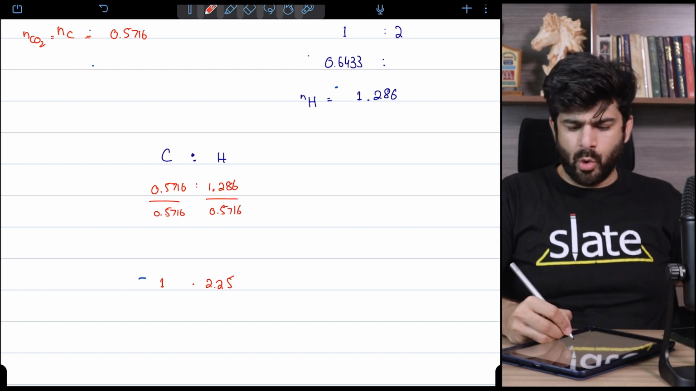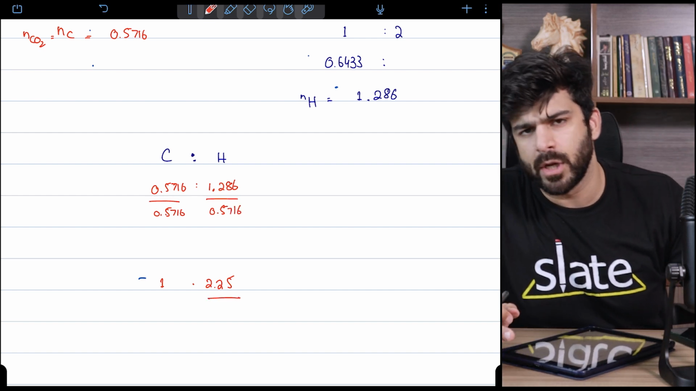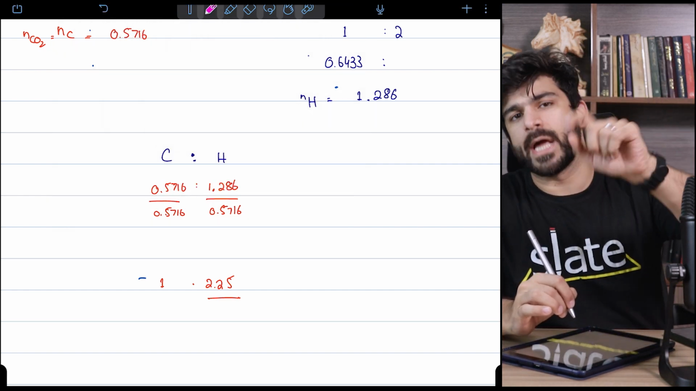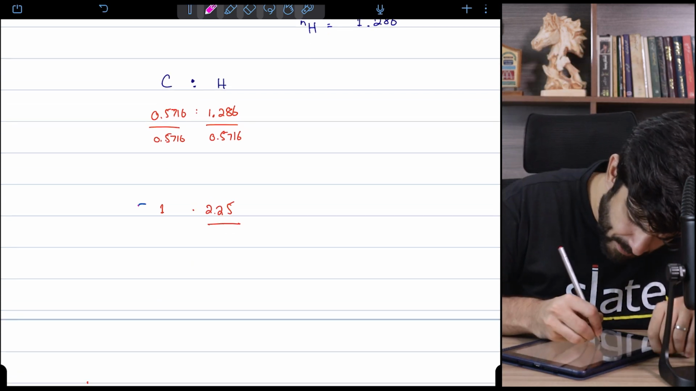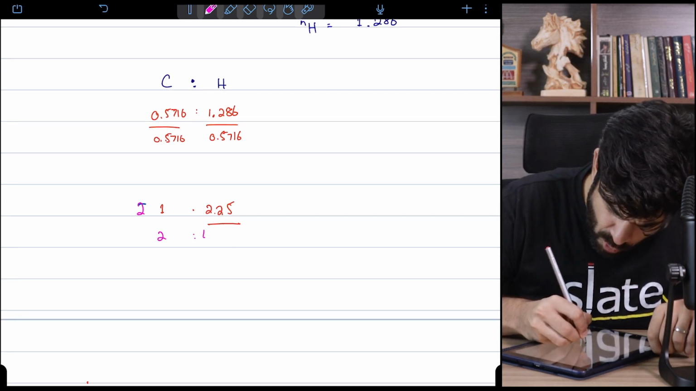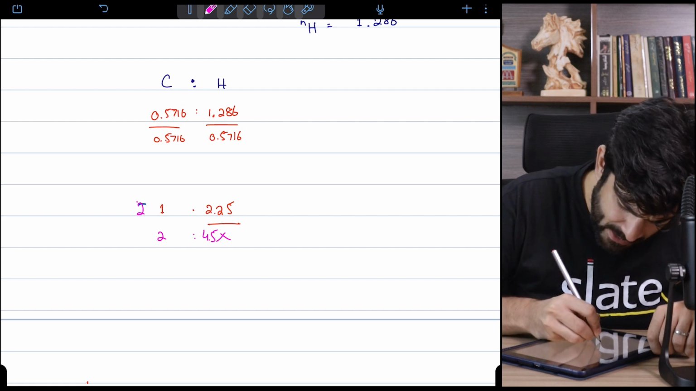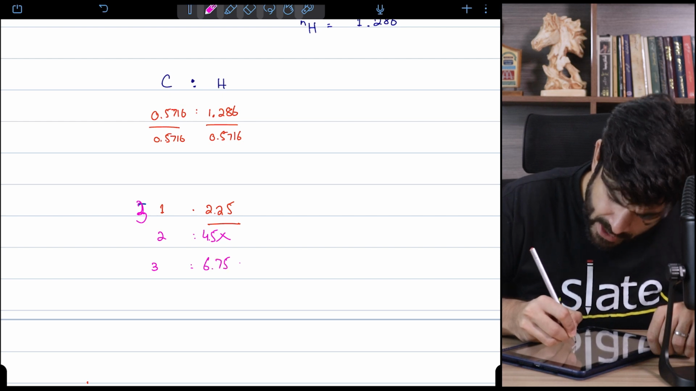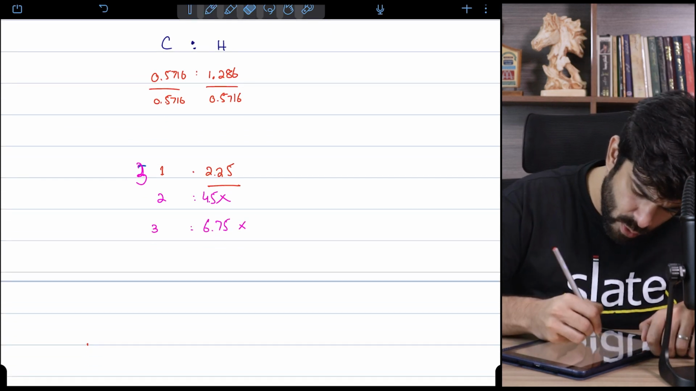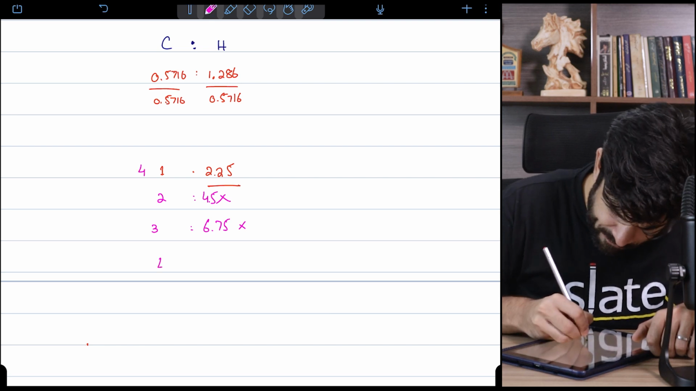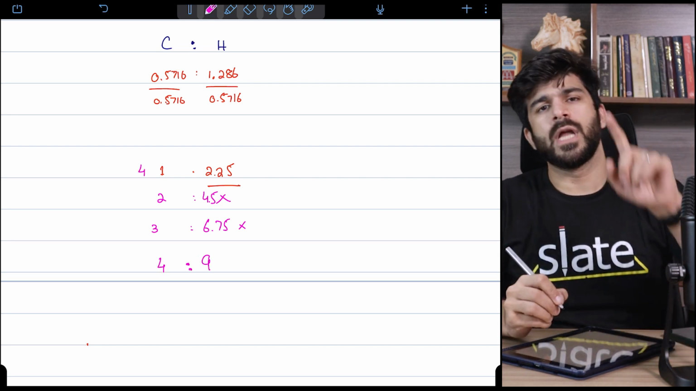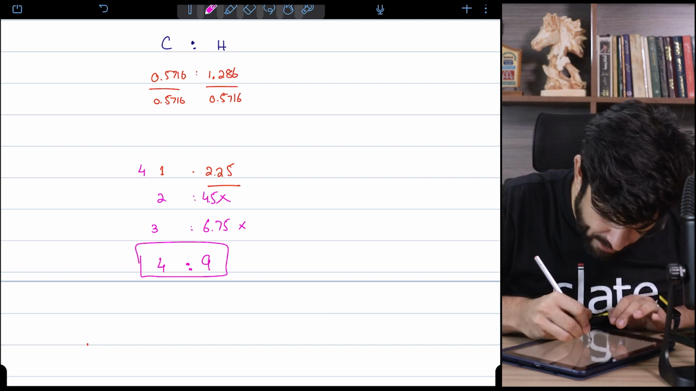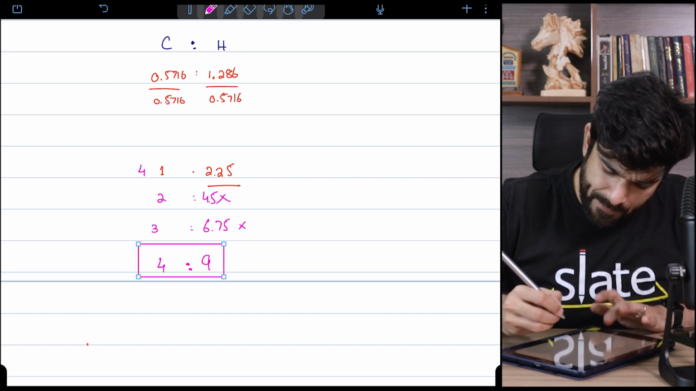Now students, we were supposed to get a whole number here as well. But now that we haven't received the whole number value, we're going to multiply this with another whole number to make it whole again. Let's say we multiply this by 2. This will be 2. This will be 4.5. That is wrong. If we multiply this by 3, this will be 3. This will be 6.75. Again, not a whole number. If we multiply this value by 4, we get 4:9. Now we've got a whole number value, and this is completely right. So if this is the final whole number ratio that I have, what will be the empirical formula?